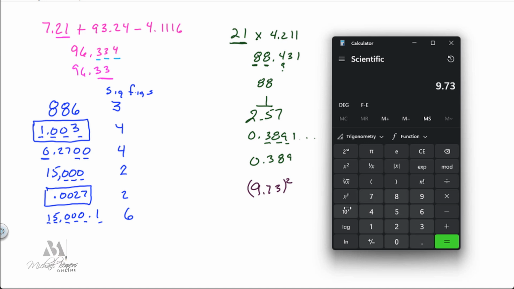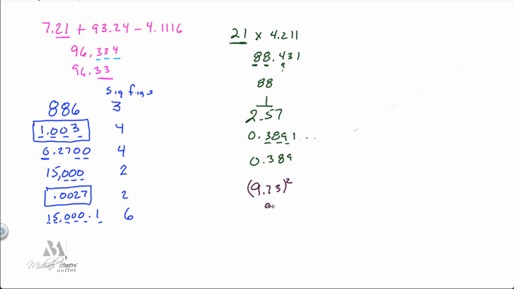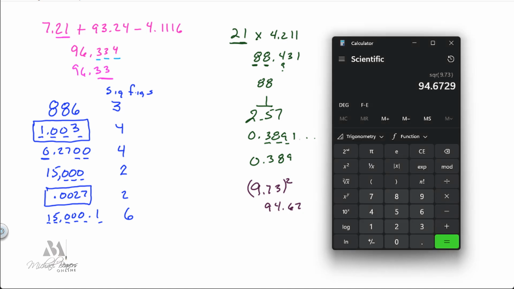9.73 squared is... I don't remember. I'll go look. 94.6729.